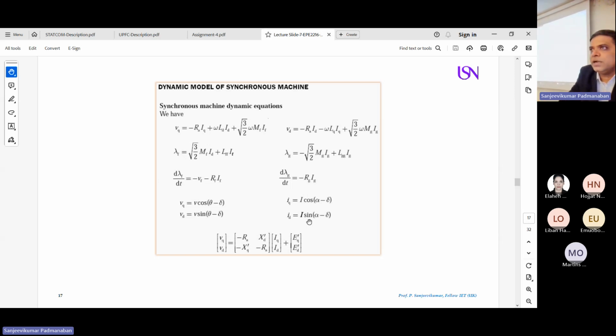Why are we not going for an induction machine? Because of controlling the delta. How do we control the delta? Control the excitation, the DC excitation. You can directly control your active power and reactive power.